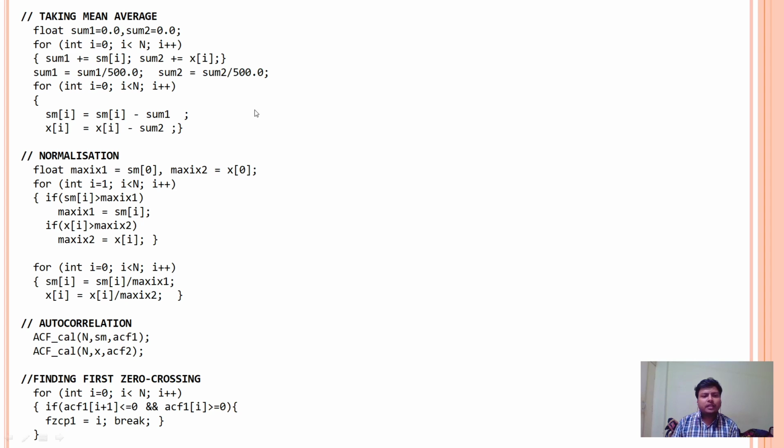Now we need to normalize the data to restrict it between -1 and 1 for standardization. For that purpose, we have written this set of code, which is basically finding the maximum value in each of the SM and X arrays and finally dividing every value of SM and X respectively by their maximum to bring them between 1 and -1. And finally, we are using the standardized data values to find the autocorrelation function.